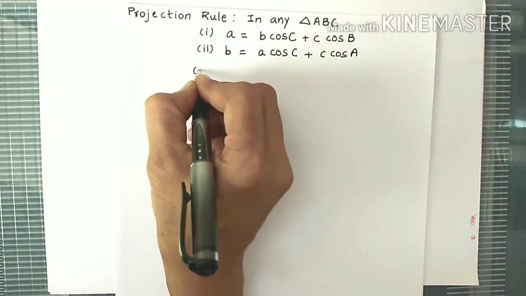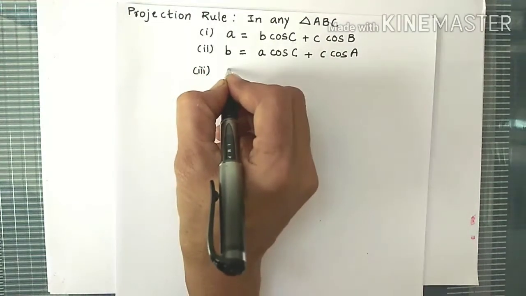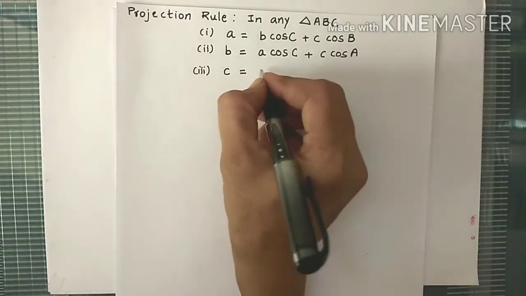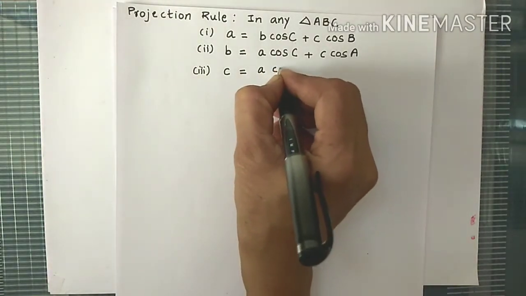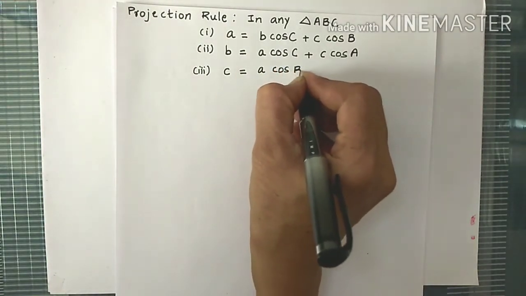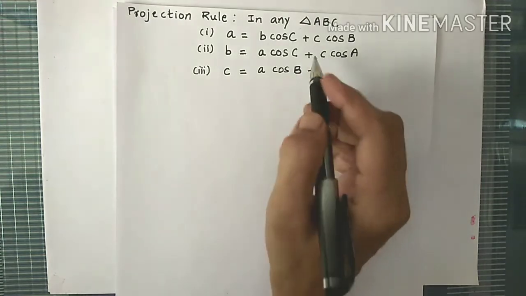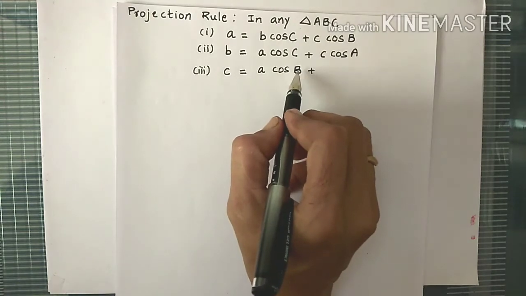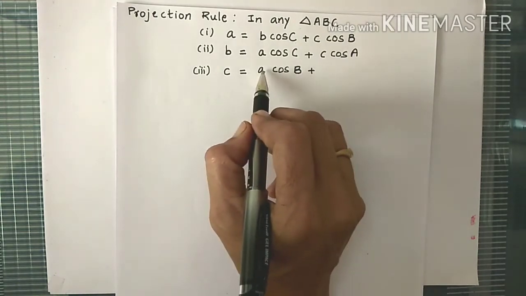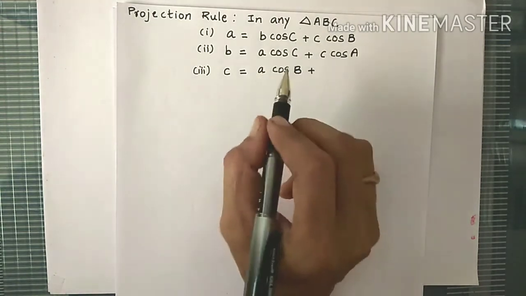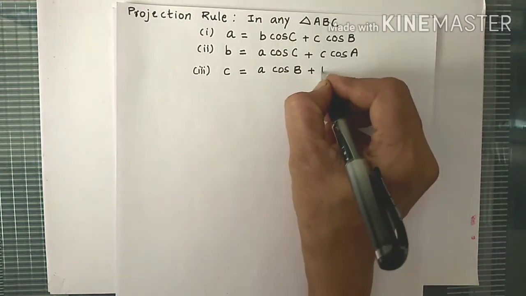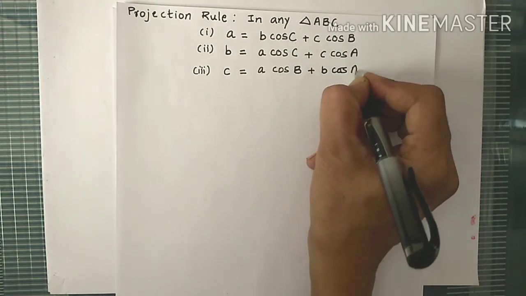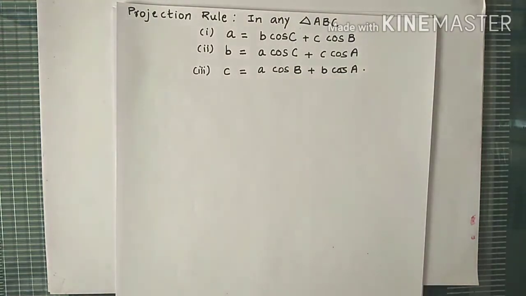Okay. Similarly, for side c, now since we have written c, the remaining letters are a and b. So that becomes a cos B, and interchange b and a. But remember, while interchanging, whenever it is cos, we have to write the angle, so that is capital letter. And when we write the term here, then it is a small letter. So this becomes b, small letter, that is side, b cos A. So this is the projection rule.